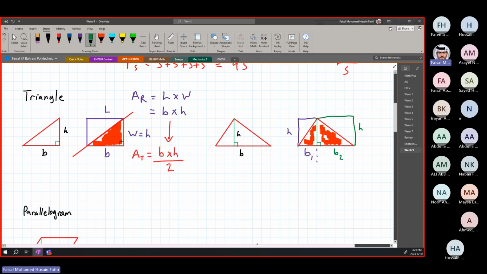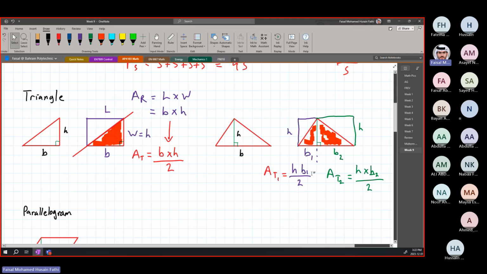It's the same height. So you will notice that if we apply the same concept that we applied earlier, the area of the first triangle, let's call it triangle 1, is equal to h times b1 over 2, because it's basically the full rectangle and we're dividing by 2. And the area of triangle 2 is equal to h times b2 over 2.